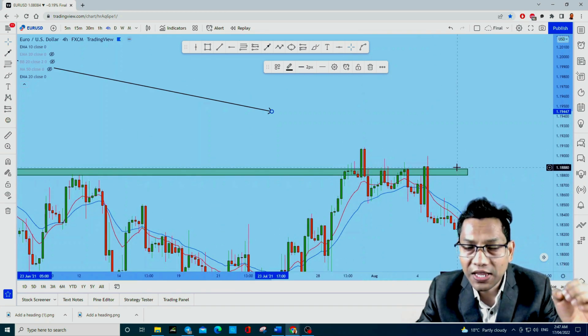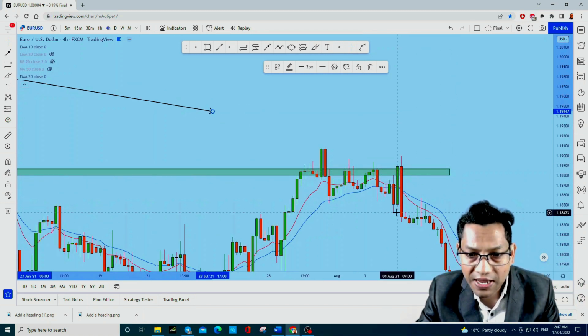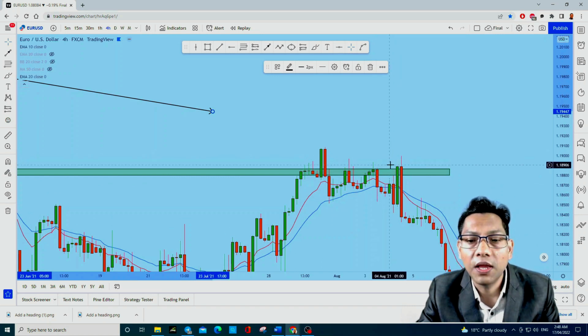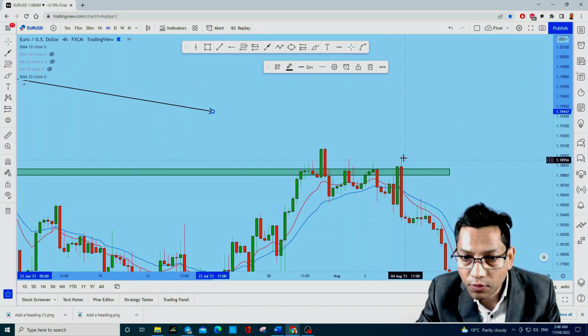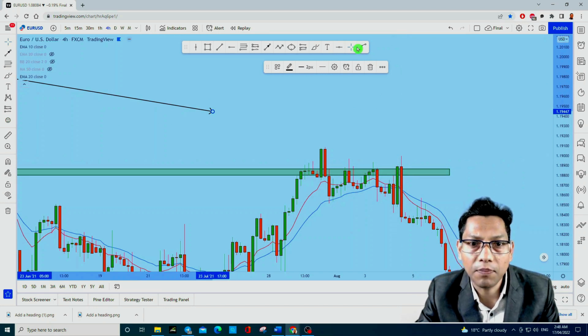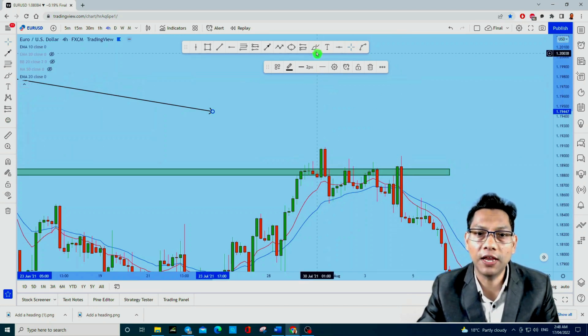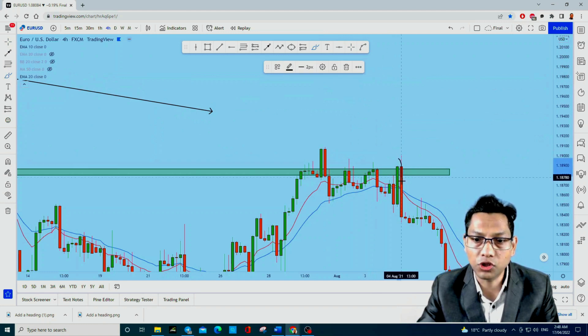The same thing happened a couple of times. The same thing happened here also. See, the price broke with a candle with almost no wick at the top, and then after going up a little bit, it immediately came back down, creating a false breakout twice.